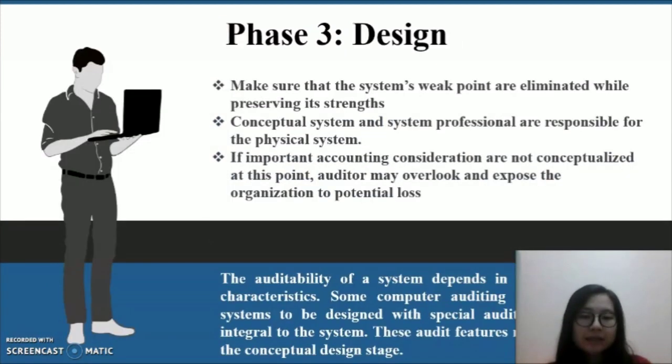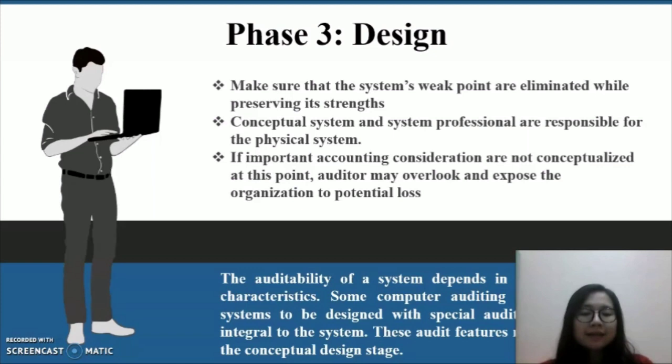Then next is the design phase. The auditor is a stakeholder in all financial systems, so they have an interest in the conceptual design stage of the system. The auditor has to make sure that the system's weak points are eliminated, and at the same time preserve the strengths of the system. The conceptual system must be able to adhere to the double entry rule, and the system professionals are responsible for the physical system. If these important accounting considerations are not conceptualized at this phase, the auditor may overlook them and expose the organization to potential loss.